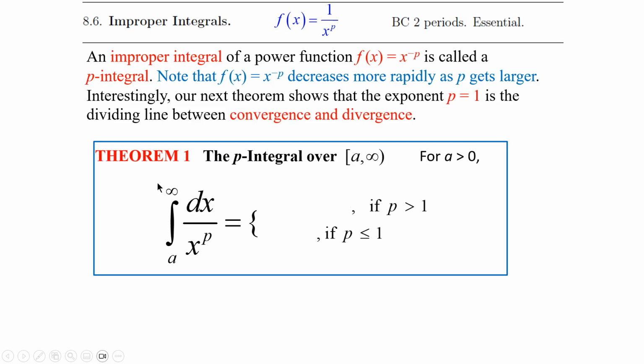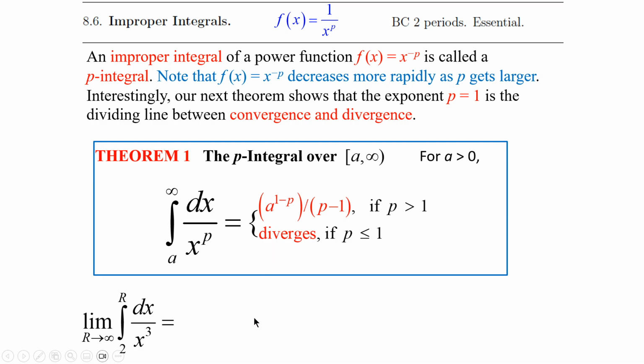So here we go right here. Theorem 1. The p integral over the half-closed interval from a to infinity for a greater than 0. We've got the integral from a to infinity of the differential of x over x to the p equals, and it is finite if p is greater than 1, like the x to the third we saw earlier, and it will actually go to this expression right here: my lower bound a to the 1 minus p power over p minus 1, or if p is less than or equal to 1, it simply diverges. Okay, so there it is.